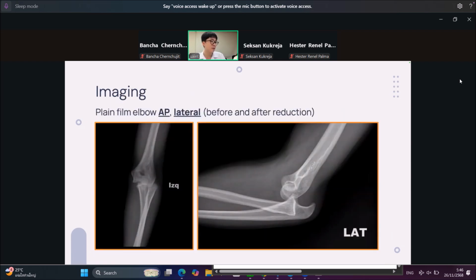As for the imaging, the plain film elbow in the AP and lateral views should be sent first.